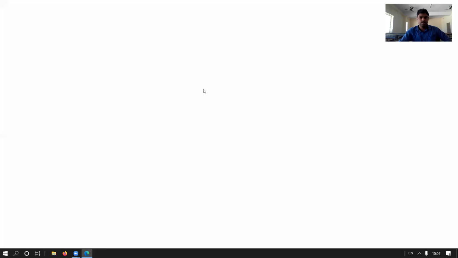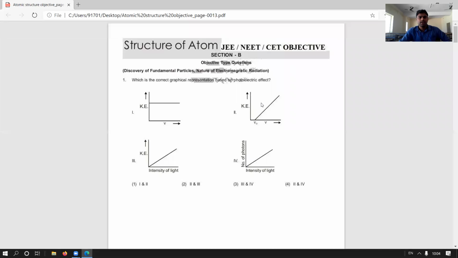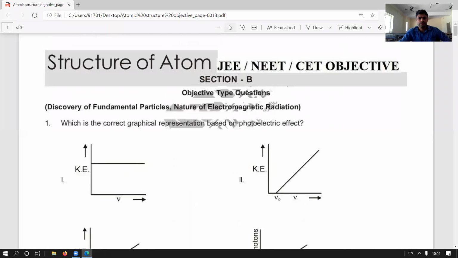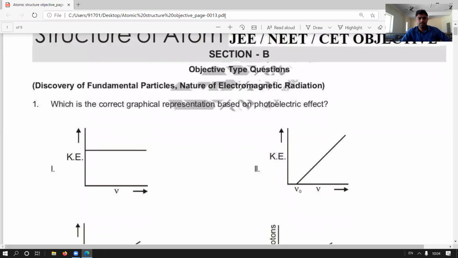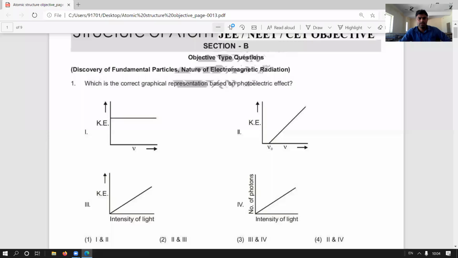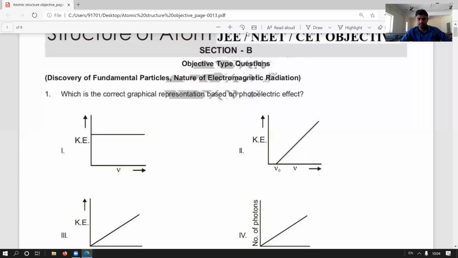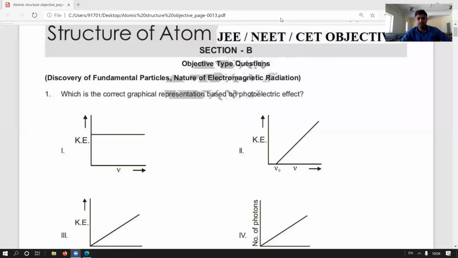Okay, anybody have that objective material, open that material and observe the Atomic Structure chapter, section B. Okay, let's see. Observe the four graphs they have given: which is the correct graphical representation based on the photoelectric effect?